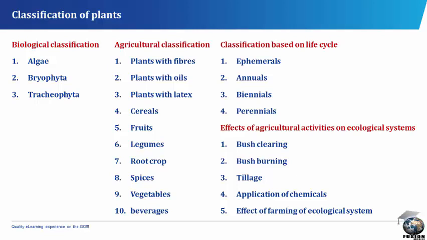The effects of farming on the ecological system are as follows. 1. Shifting cultivation encourages deforestation. 2. Animal production is affected by shifting cultivation. 3. Commercial trees are also affected.